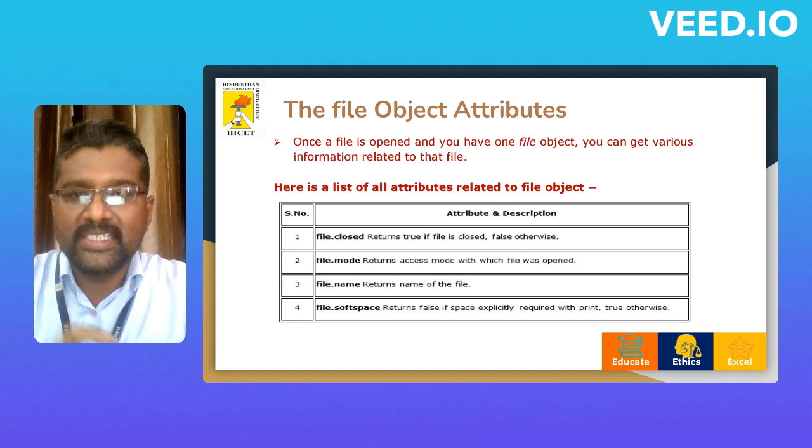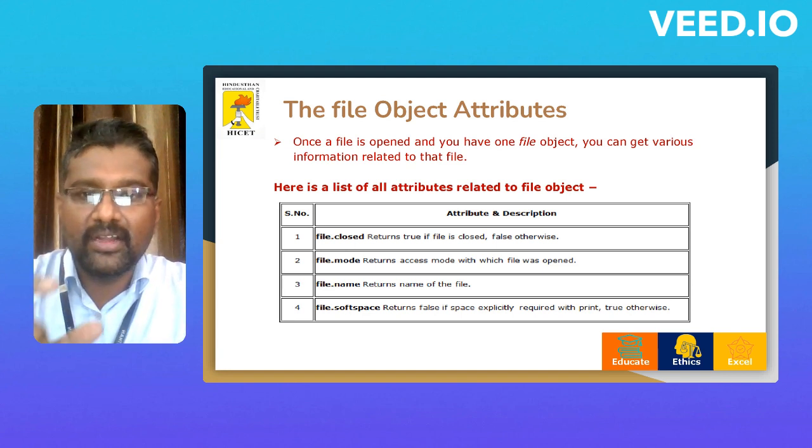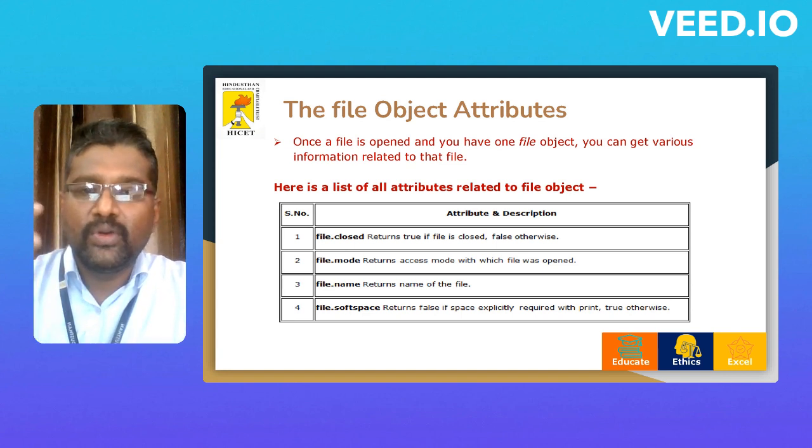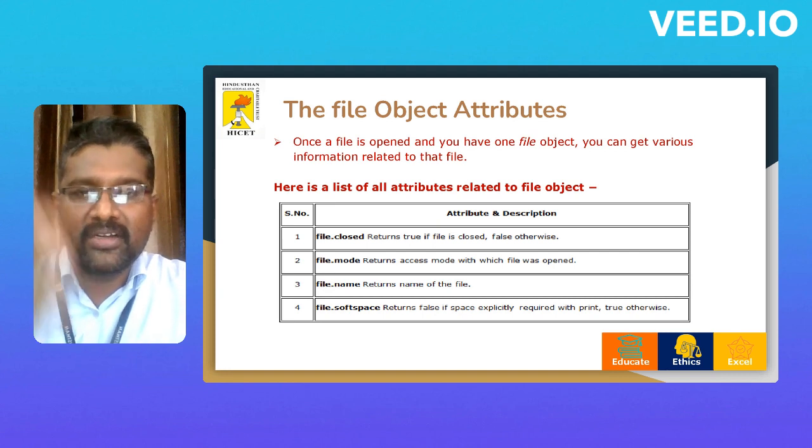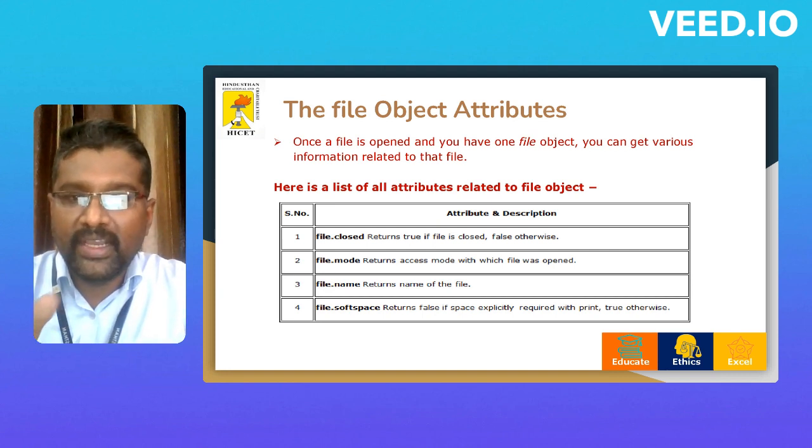As I said, each and every file will have a file handler or file pointer. It can be associated with many attributes, like file handler dot closed. These are the few attributes I'm going to mention here: closed, mode, name, and softspace.